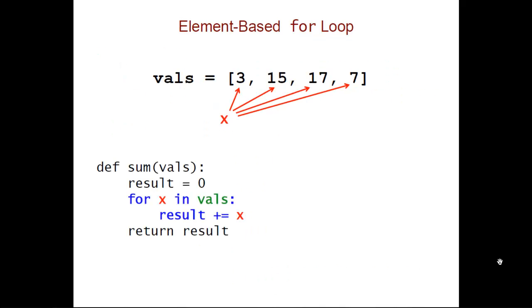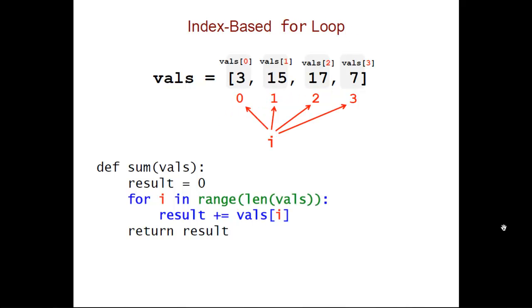Now there are actually two different variants of for loops. The one that we saw in our sum function is what is sometimes called an element-based for loop, because the loop variable, x, takes on one element at a time from the sequence. So in this case, imagine that we were summing up these 4 numbers. X would take on the actual elements one at a time, and we would add them to the result. The second variant is called an index-based for loop.